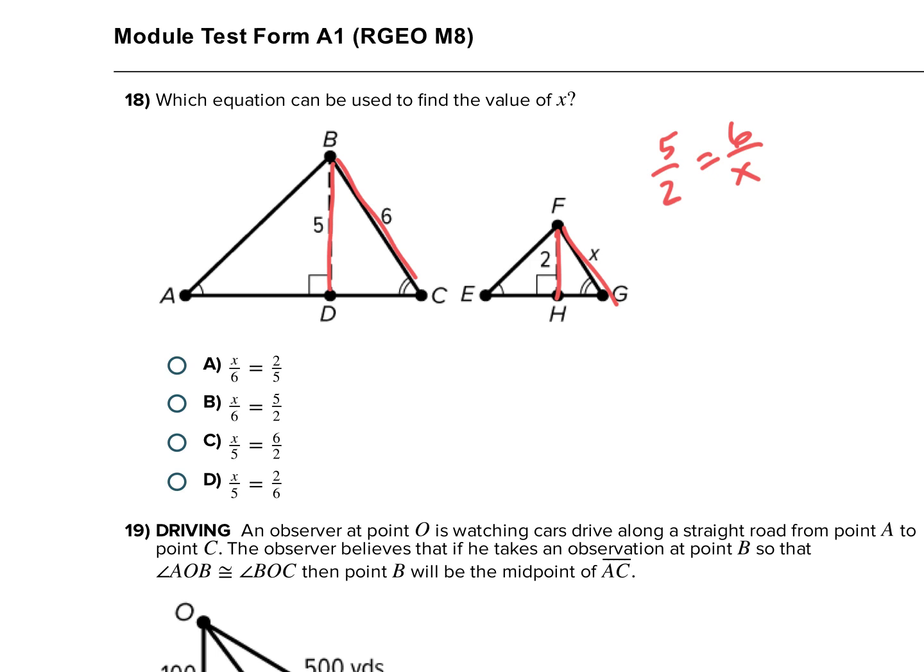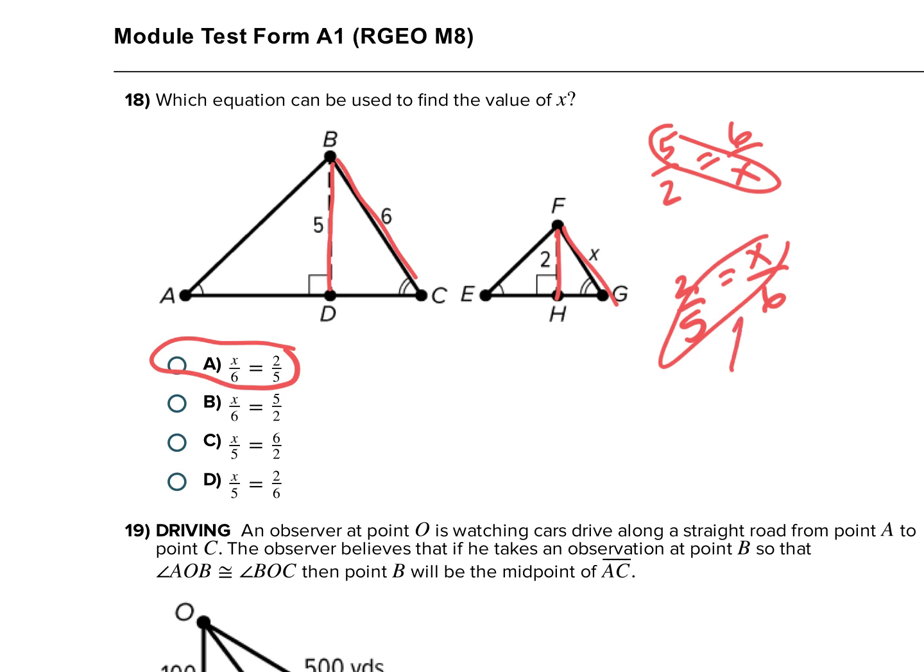Now I can flip these. I could also write this as 2 over 5 is equal to x over 6. Either way, you'll notice that the cross product is the same. So x over 6 is equal to 2 over 5. It went with this particular proportion. So that's your answer there.